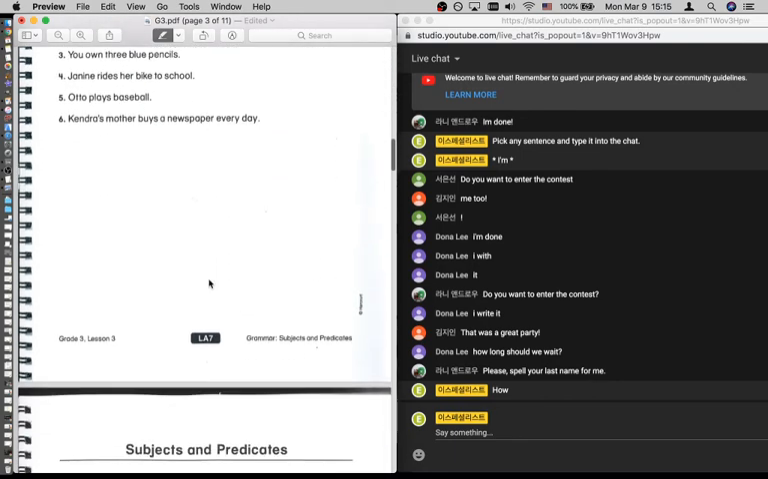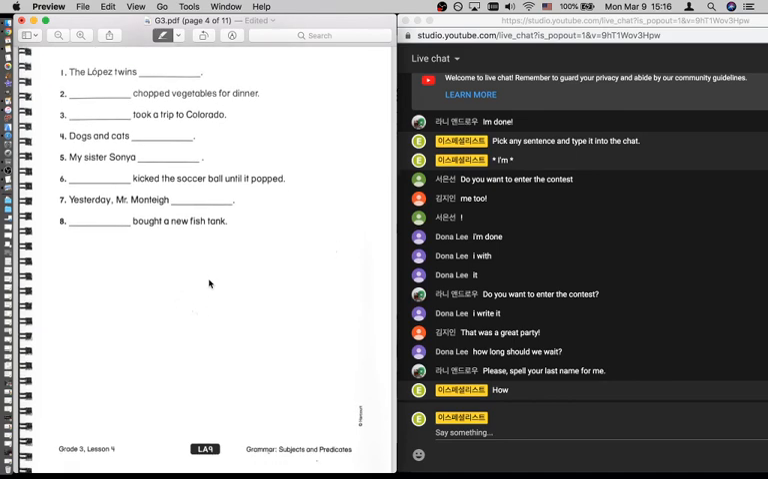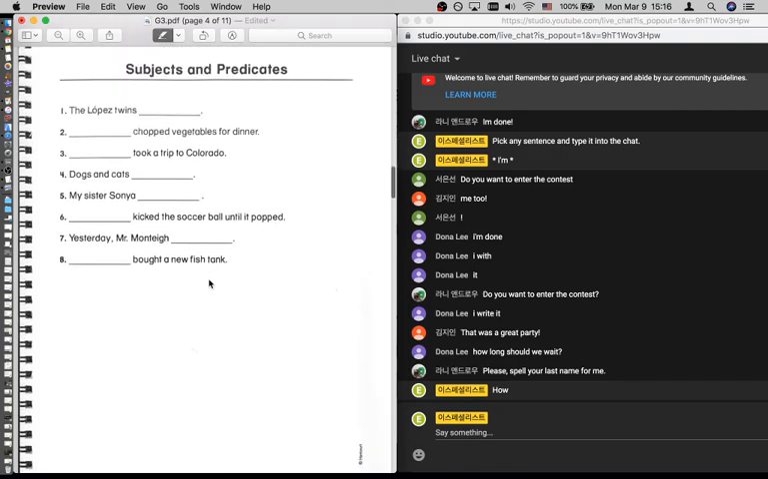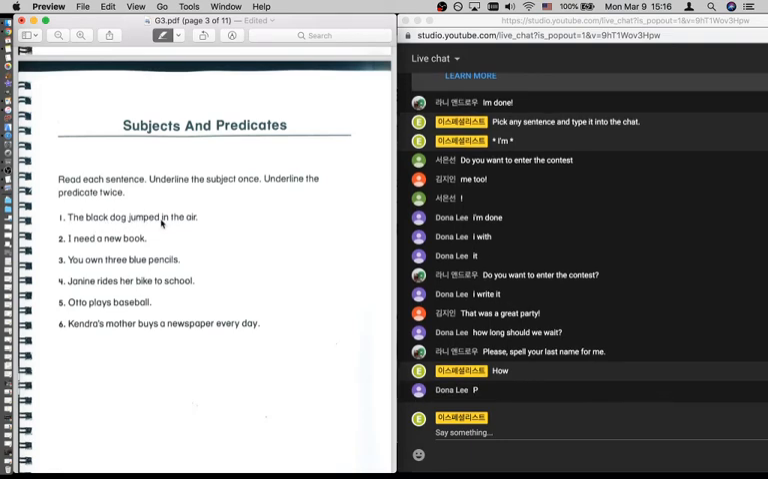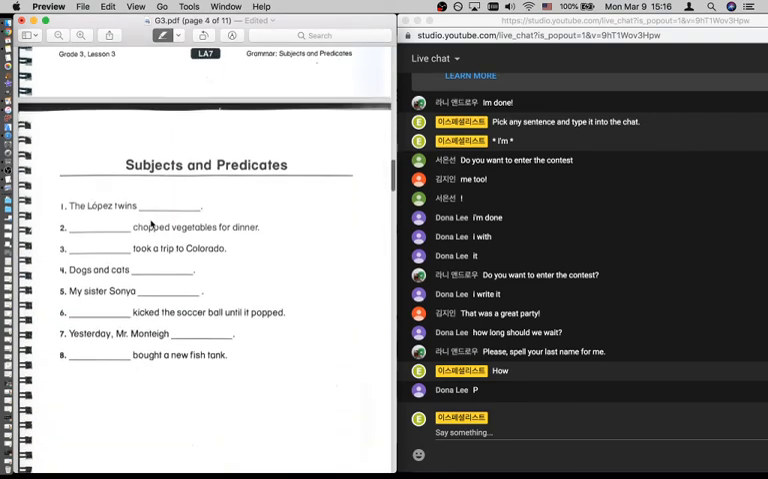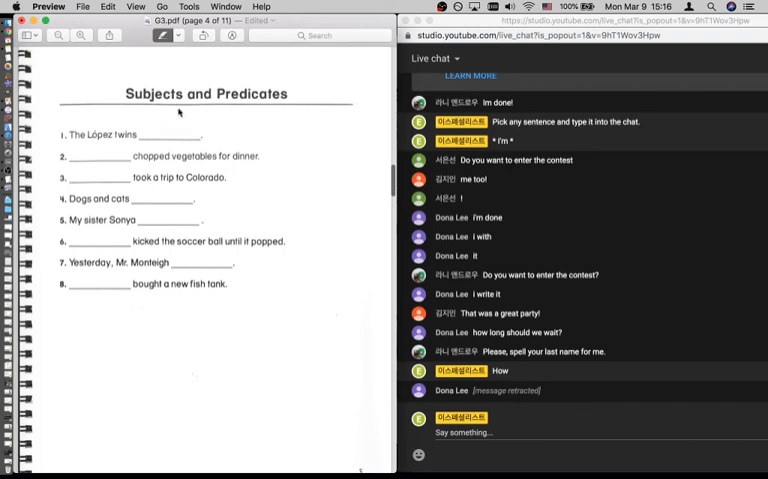Now, let's go on to LAT page 9. Now, what we have here is a similar thing to what we did here. We were looking at subjects and predicates, like compound subjects, compound predicates. So it's not just one word, it's not just dog, it's the black dog. It's not just jumped, it's jumped in the air, right? Same thing here. We want to finish these sentences with a complex subject or complex predicate.